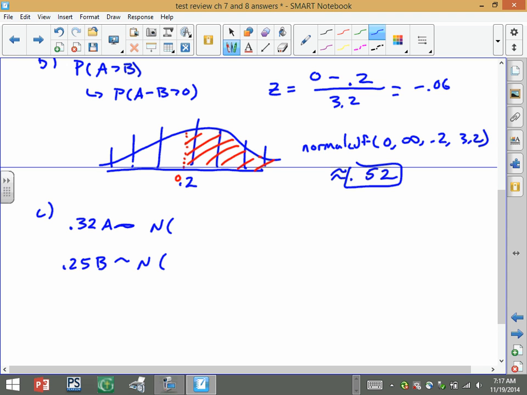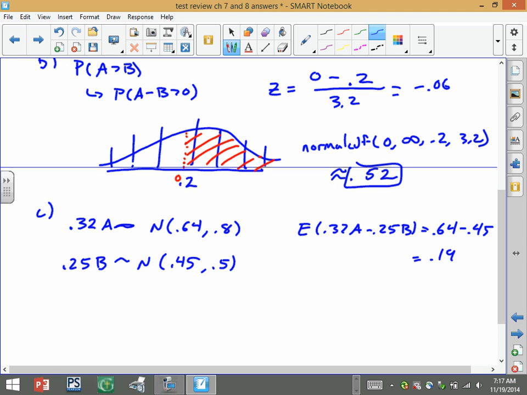So if we take a quick second, 0.32 times the 2 pounds, the mean now is 0.64, and then 0.32 times the original standard deviation is 0.8, and then in the second store we're going to multiply everything by 0.25, end up with 0.45, 0.5. So our new expected value for 0.32A minus 0.25B equals 0.64 minus 0.45, which is 19 cents.